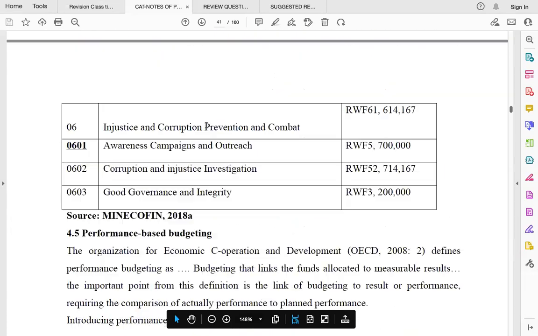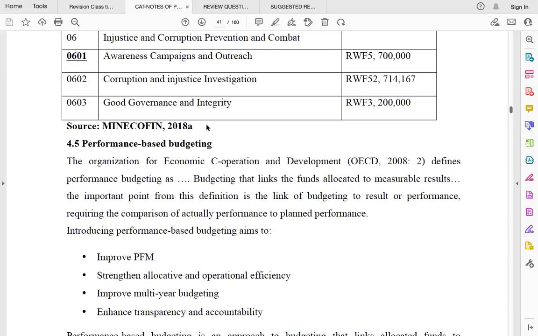Okay. Now, the last one is the performance-based budgeting, where performance budgeting is defined as the budgeting that links the fund allocated to measurable results. In most cases, the World Bank uses this one. It is important to mention that the linkage of budgeting to results or performance requires the comparison of actual performance to planned performance, and then this will help to improve PFM. So we do budgeting depending on the performance.